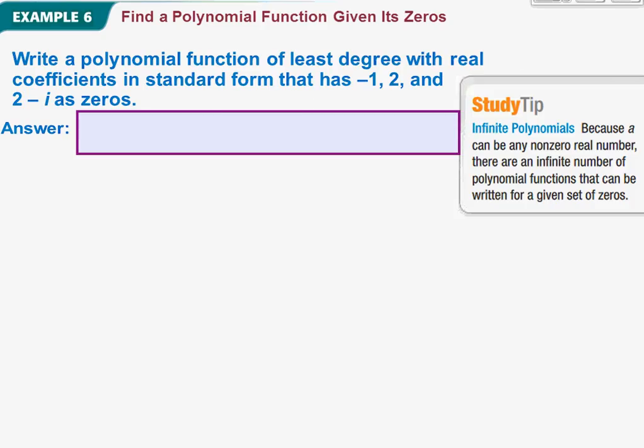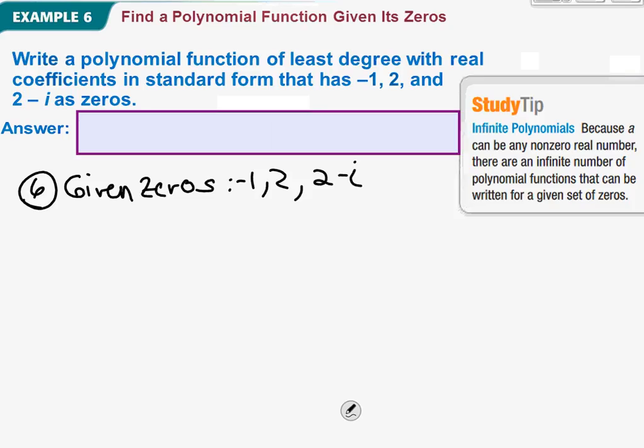So this is our next problem. The book authors give us some zeros, and we have to come up with a polynomial function in standard form that has least degree with these zeros. So this is number 6. Given zeros, and our zeros are -1, 2, and 2 minus i, write the polynomial.